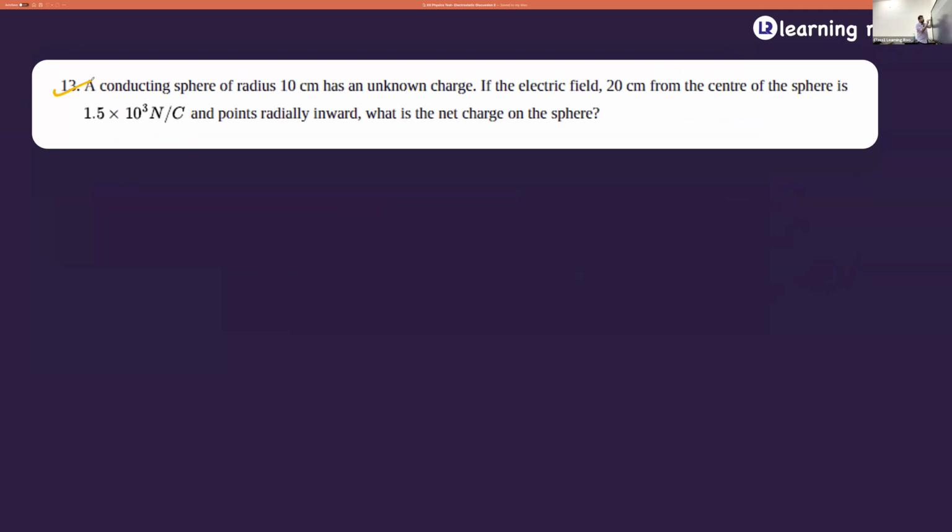How will you calculate? Q divided by 4 pi epsilon naught r square is equal to how much? 1.5 into 10 power 3. What is the value of Q? That's what we need to find. So 1 divided by 4 pi epsilon naught is 9 into 10 power 9, into the value of Q, which is to be found, divided by R square. Should I take 10 or 20?